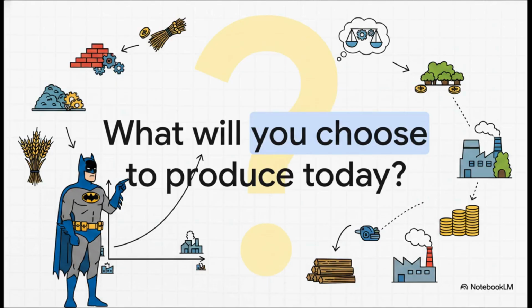But that fundamental law we started with remains unbroken. Every single choice, even on an expanding, highly advanced frontier, requires a sacrifice. So, as you look at your own strategic map, really knowing your absolute limits, what are you going to choose to produce with your limited resources today?